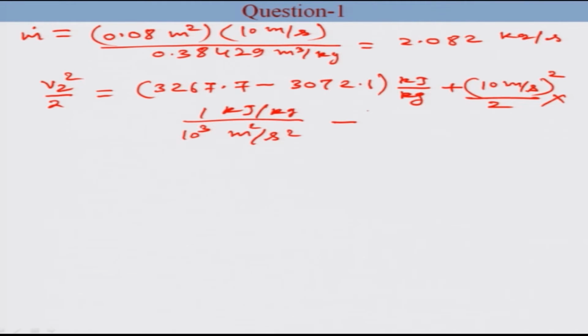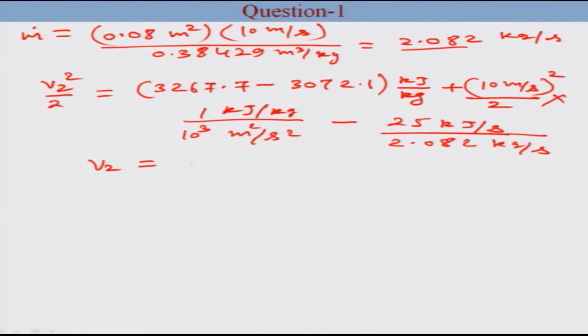So Q out is given in the problem, which is 25 kilojoule per second, and m dot that we have calculated here is 2.082 kg per second. Okay, so after solving it, we get V2 equal to 606 meter per second. So further we need to calculate volumetric flow rate at the exit. That will be equal to mass flow rate times specific volume at exit.